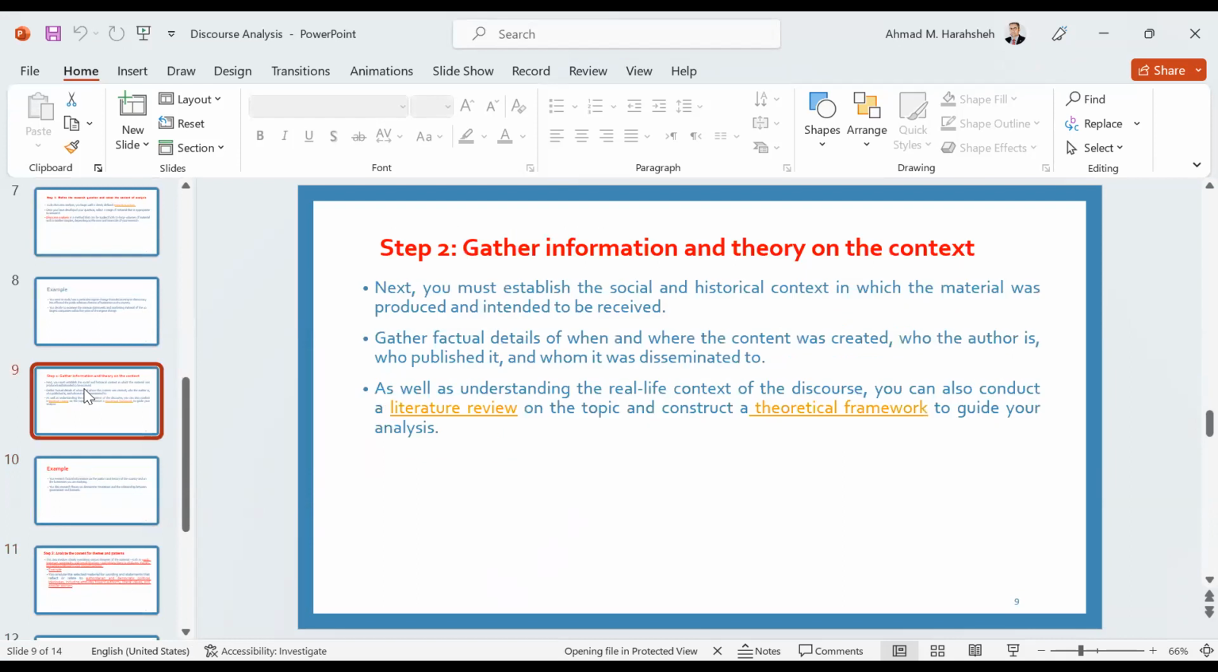Step 2, gather information and a theory on the text, on the context theory. You must establish the social and historical context in which the material was produced and intended to be received. Gather factual details of when and where the content was created.